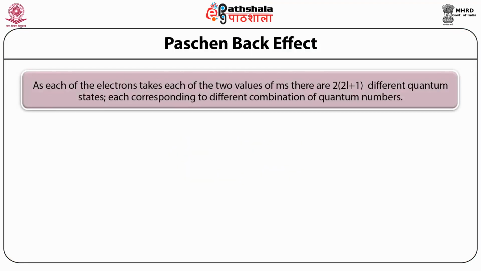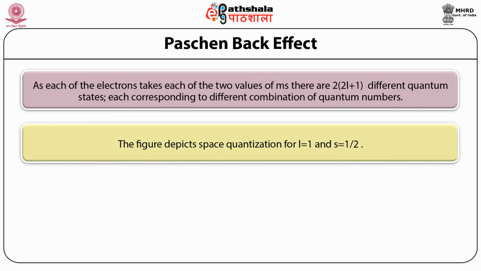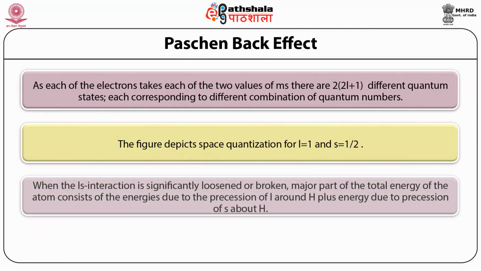As each of the electrons takes each of the two values of m_s, there are 2 into (2l plus 1) different quantum states, each corresponding to a different combination of quantum numbers. The figure depicts space quantization for L equal to 1 and S equal to 1/2. When the LS interaction is significantly loosened or broken, the major part of the total energy of the atom consists of the energy due to the precession of L around B plus the energy due to the precession of S about B.